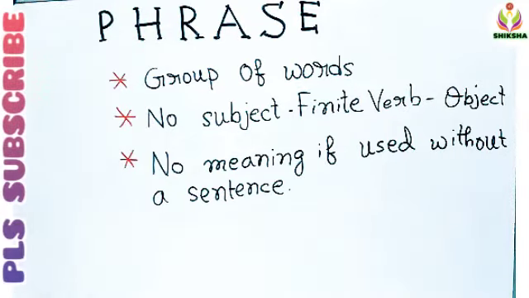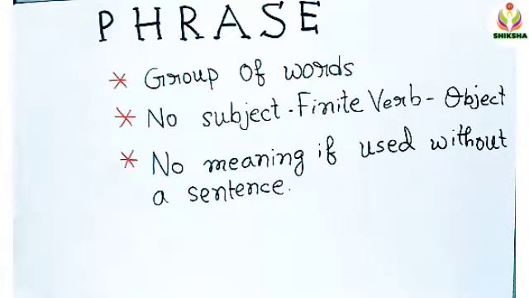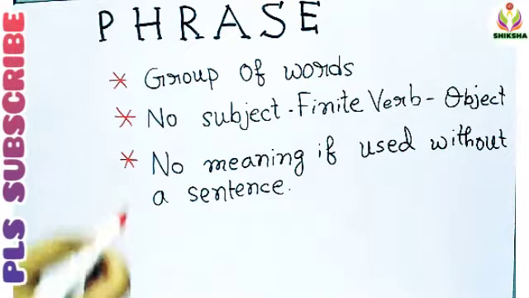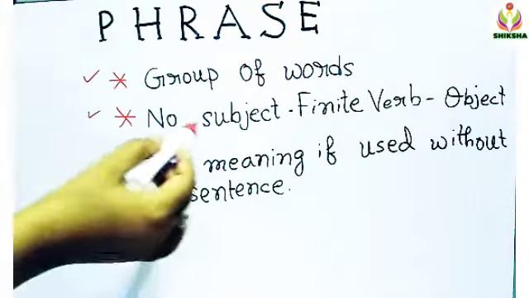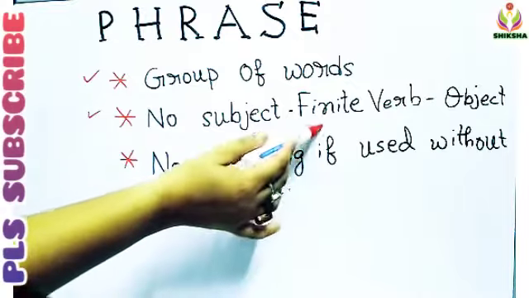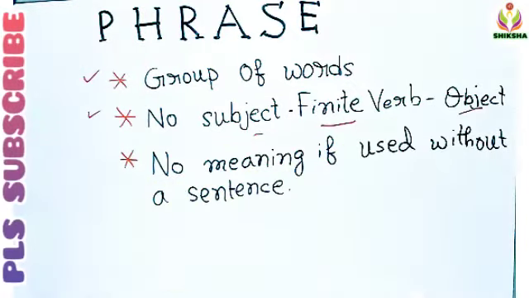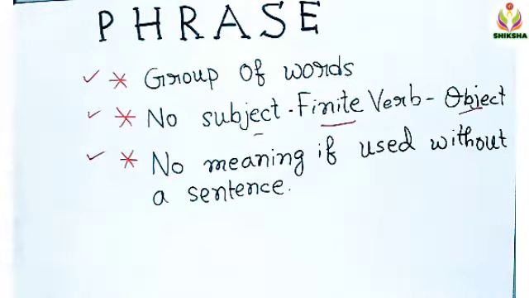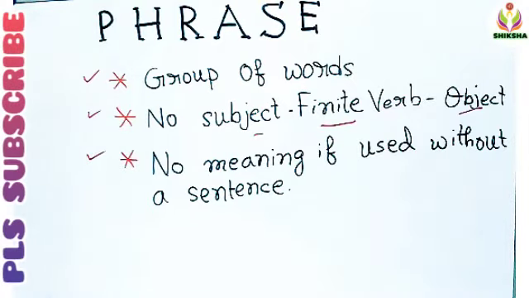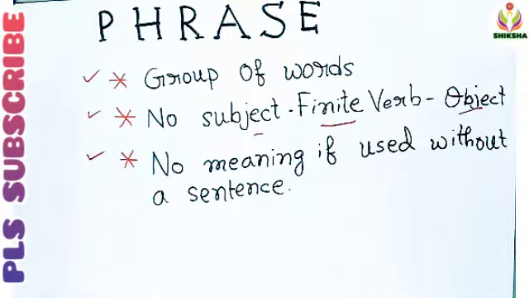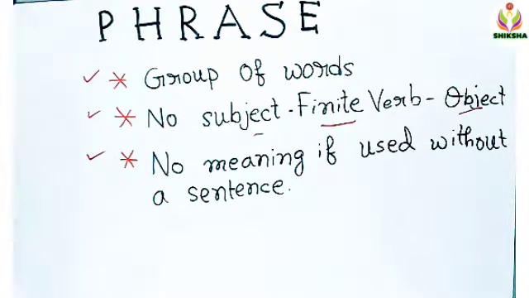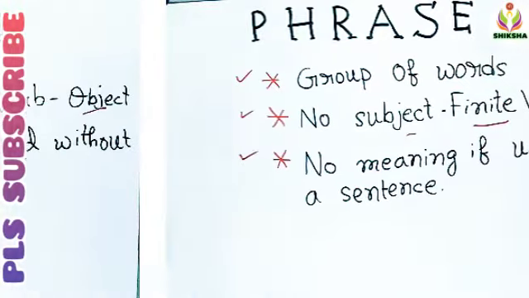So what is a phrase? A phrase is a part of a sentence. It is a group of words. It has no subject, no finite verbs, and no object. If a phrase is used without the sentence, or if a phrase is used alone, it cannot express a complete sense or meaning. Let's see some examples of phrases.